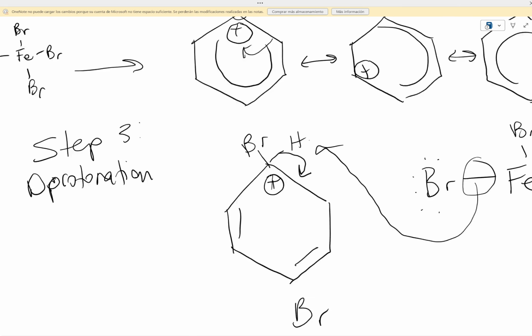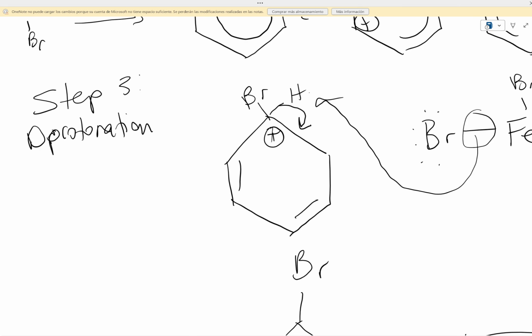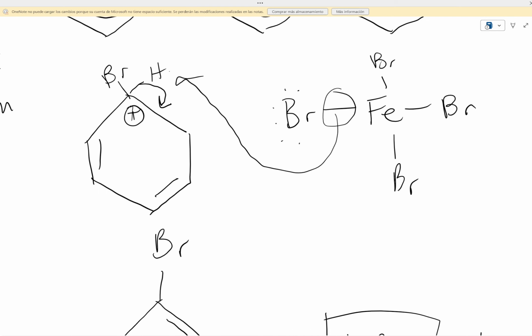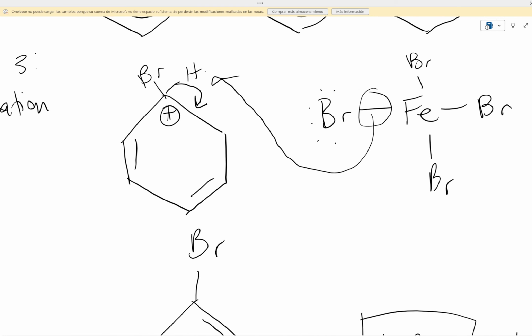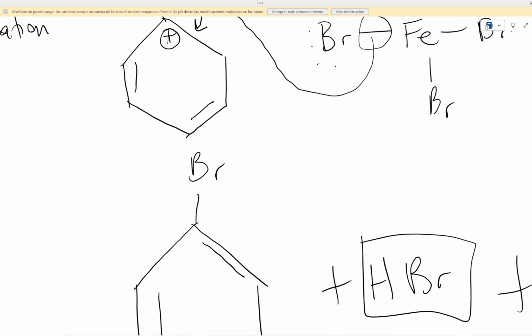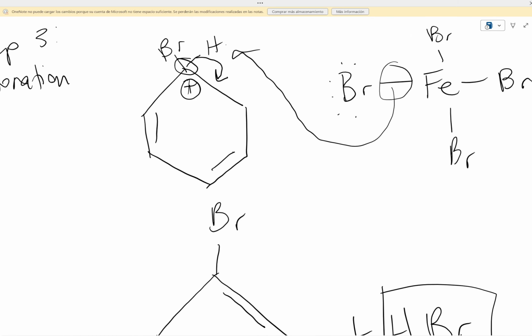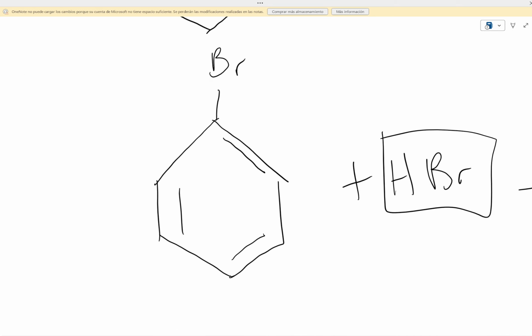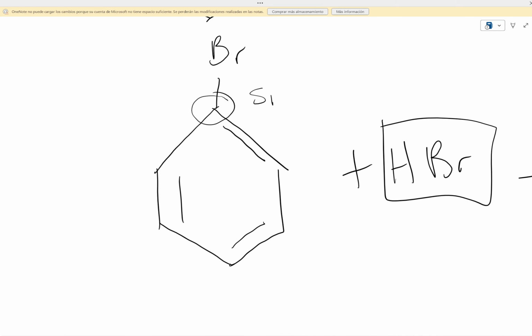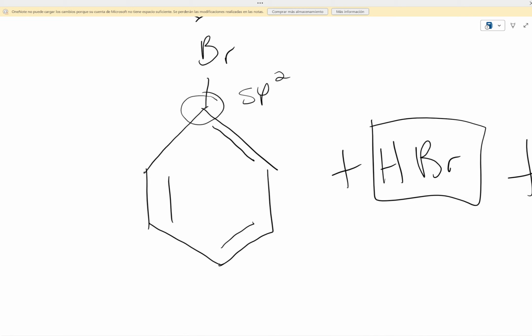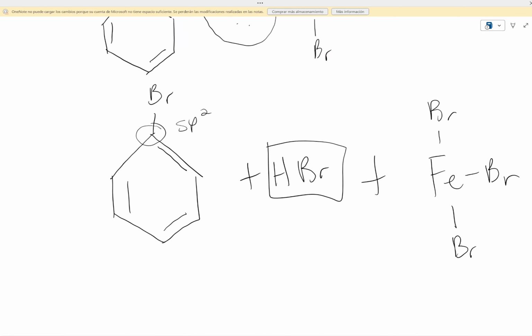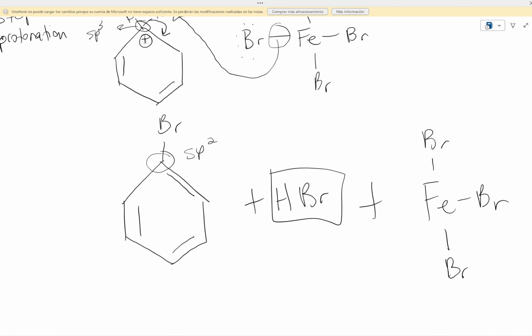And in order to completely stabilize the ring, we're going to have deprotonation, which returns the carbon back to sp2 hybridization. When it had the hydrogen here, it was sp3. Now when it loses the hydrogen, it has returned to sp2, and aromaticity has been restored. So we have there now the creation of bromobenzene, the bromination of benzene. That is it.